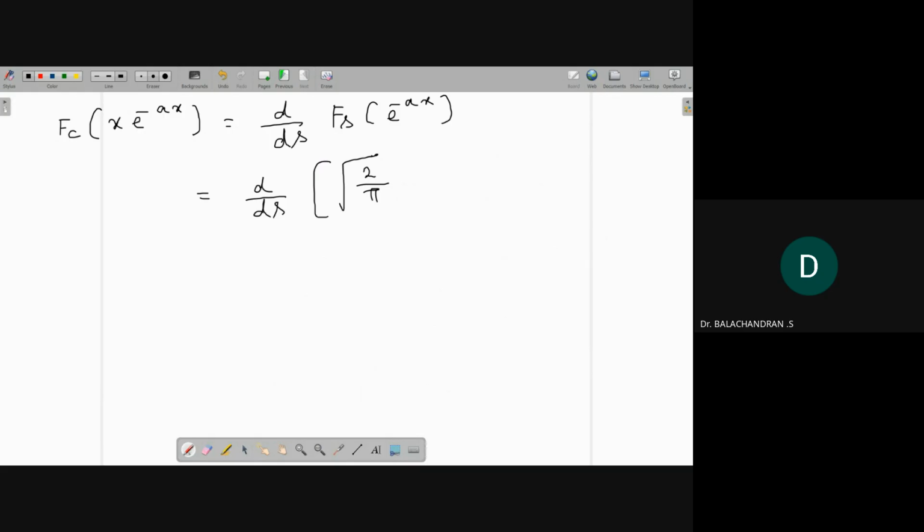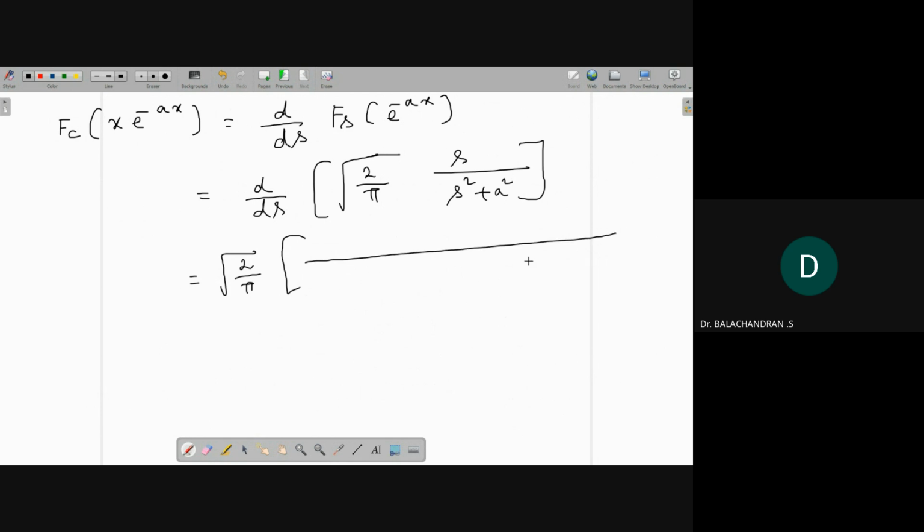Root 2 by pi into s by s square plus a square. Now root 2 by pi is constant, so use the u by v method. If you differentiate s square plus a square whole square, keep a square plus a square in the numerator.